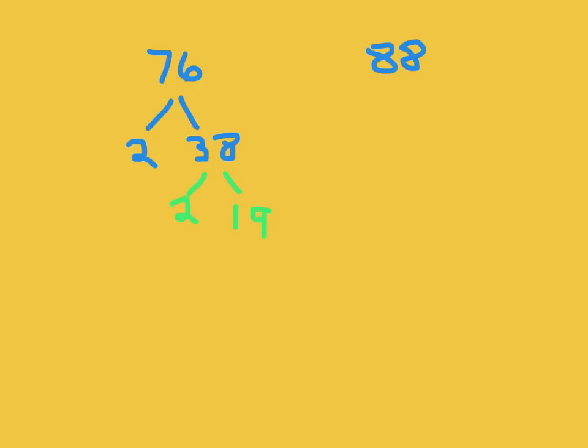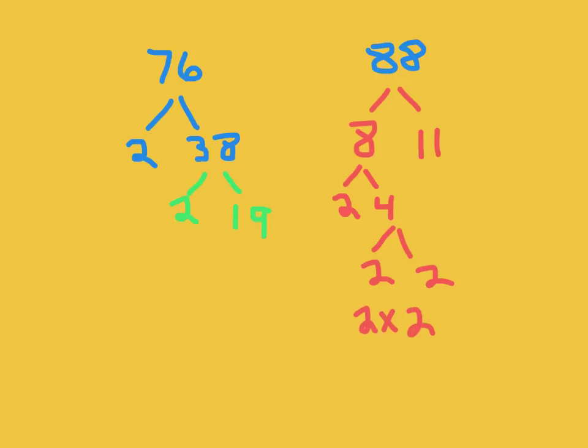All right, so let's tackle the 88. Well, 8 will go into this number 11 times. 11 is prime, so I'm just going to leave that alone. We are going to break the 8 into 2 and 4, and the 4 into 2 times 2. So I have 2 times 2 times 2, or 2 to the third, times 11.